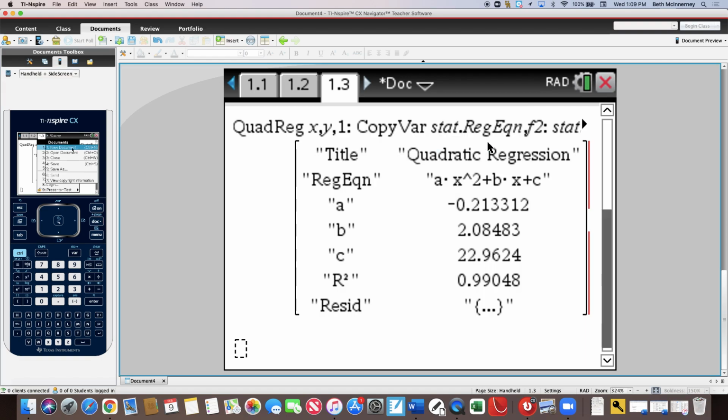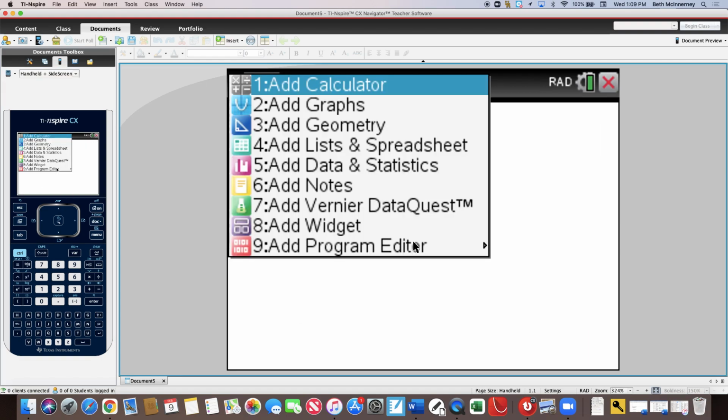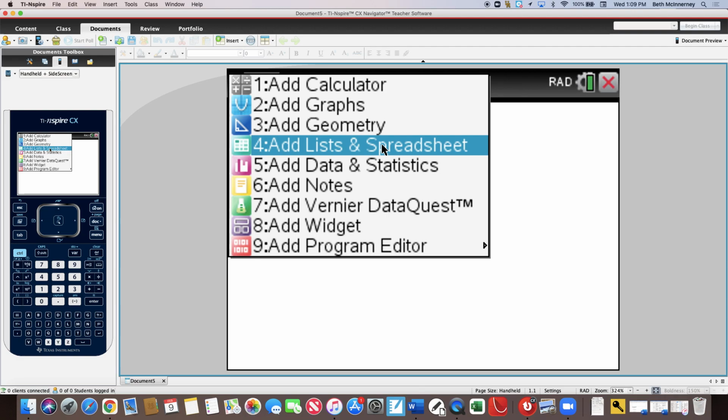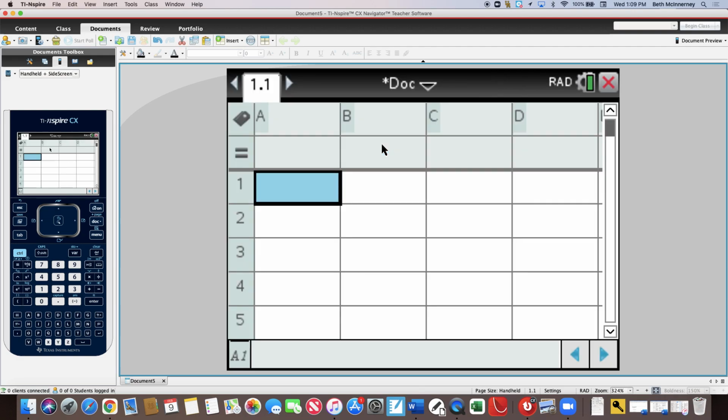So let's do a new one. Not saving that stuff. Okay, so you start a new document and you do number 4, lists and spreadsheets. Okay, so I want everybody, hopefully you're with me. So you're starting a new document. Then you press number 4, add lists and spreadsheets.